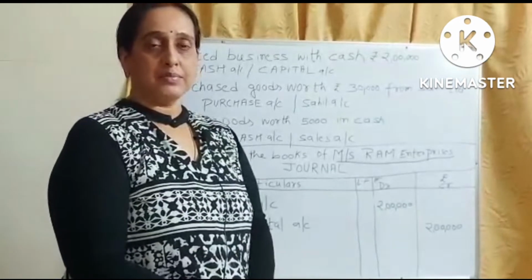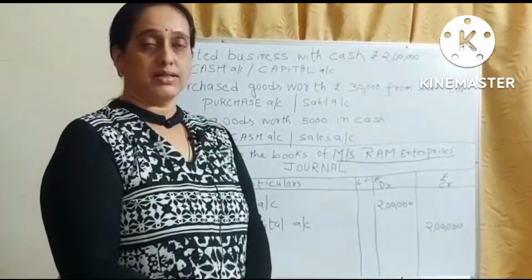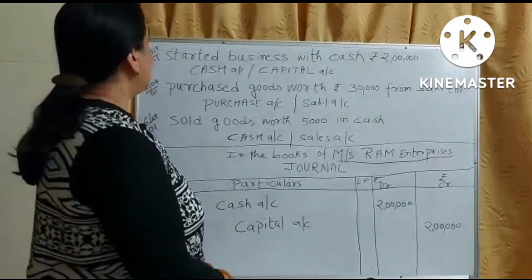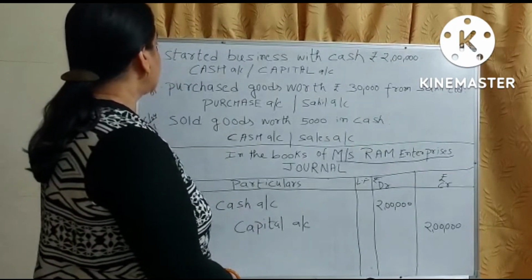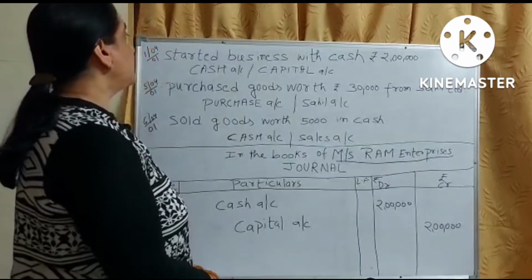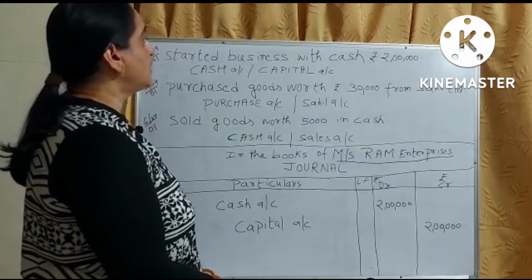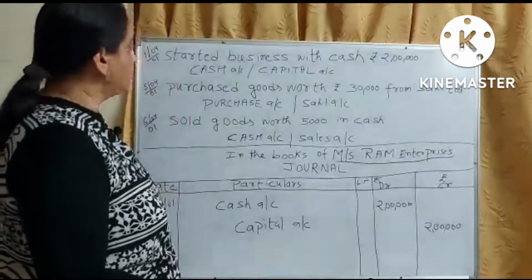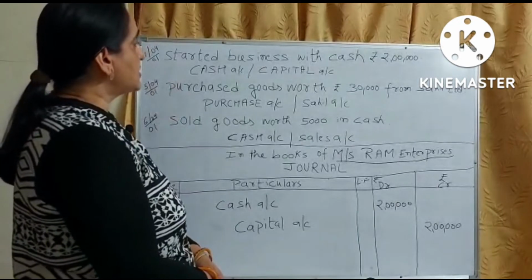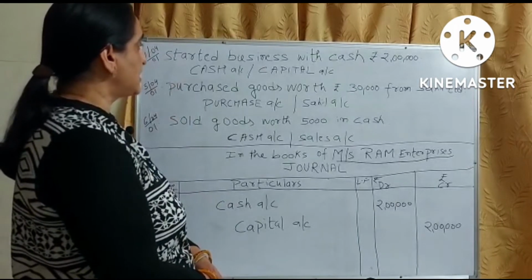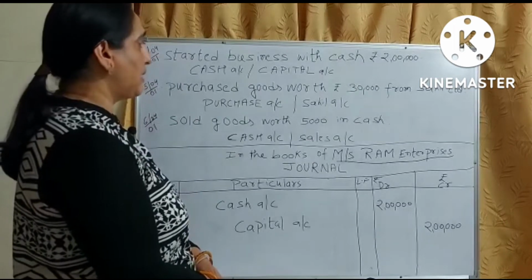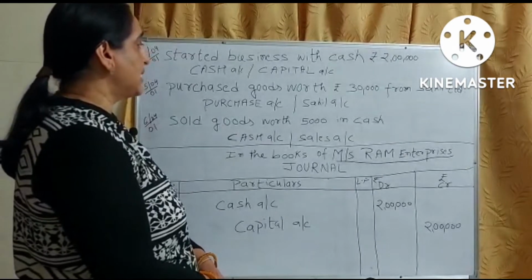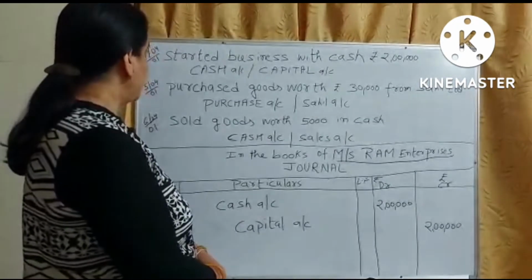Now let's consider an example to understand how transactions are recorded in journal. We'll take example of Mrs. Ram Enterprises and consider the first transaction which occurred on 1st of April, that is started business with cash rupees 2 lakh. We'll first enter the date in the date column. Now two accounts are involved in this transaction, that is cash account and capital account. Cash being an asset will be debited and capital account is getting increased, so it will be credited.